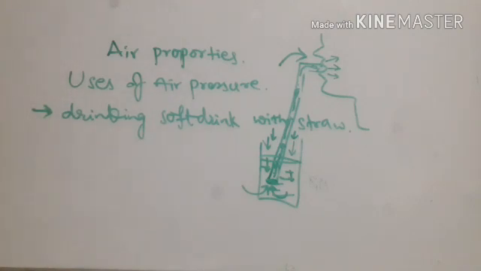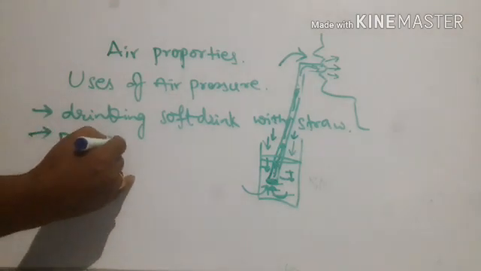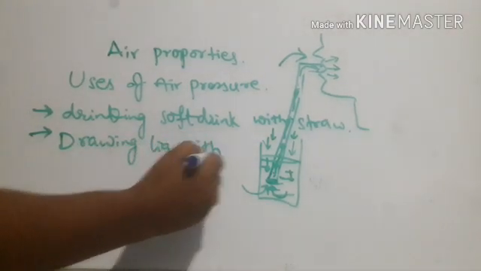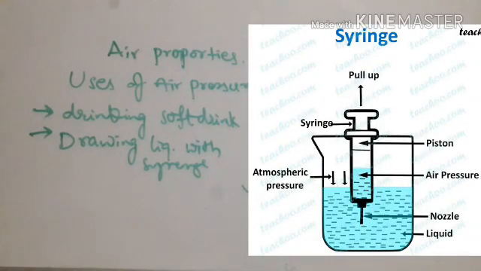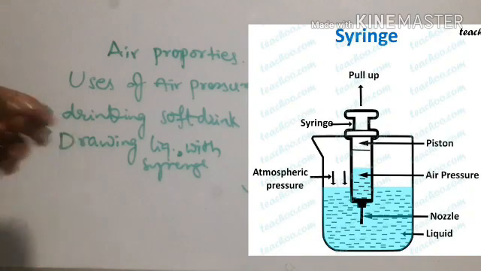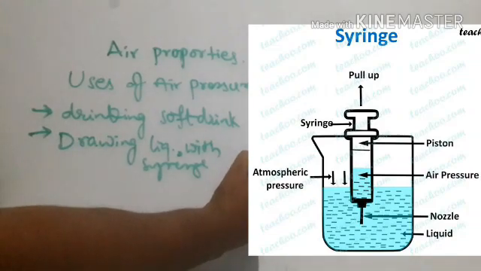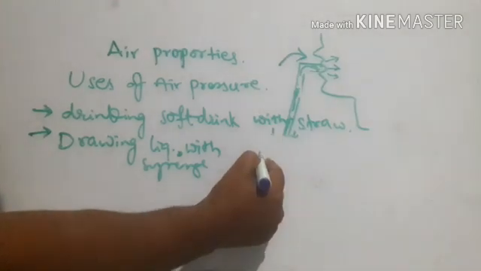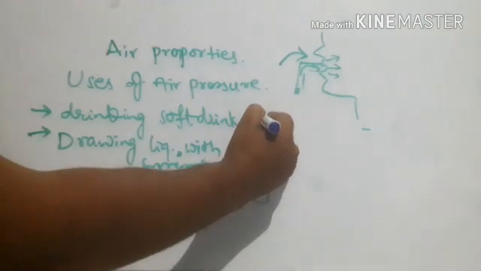And next, second example, drawing liquid with a syringe. So here we are going to take out the liquid by using a syringe. For example, before giving the injection, the doctor takes the medicine from the bottle with the help of a syringe.